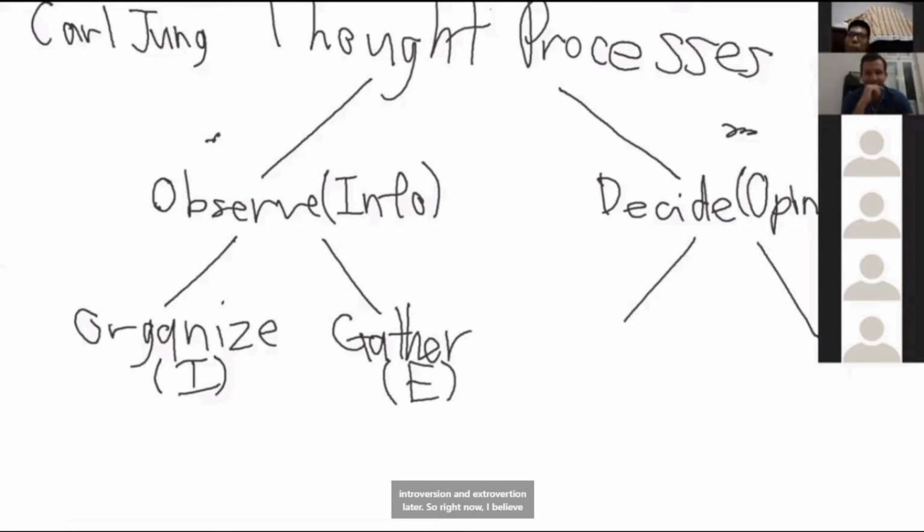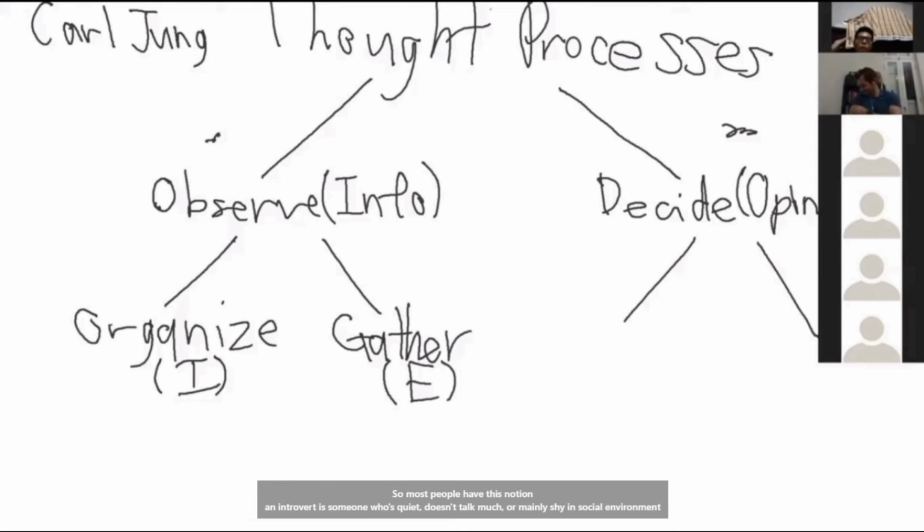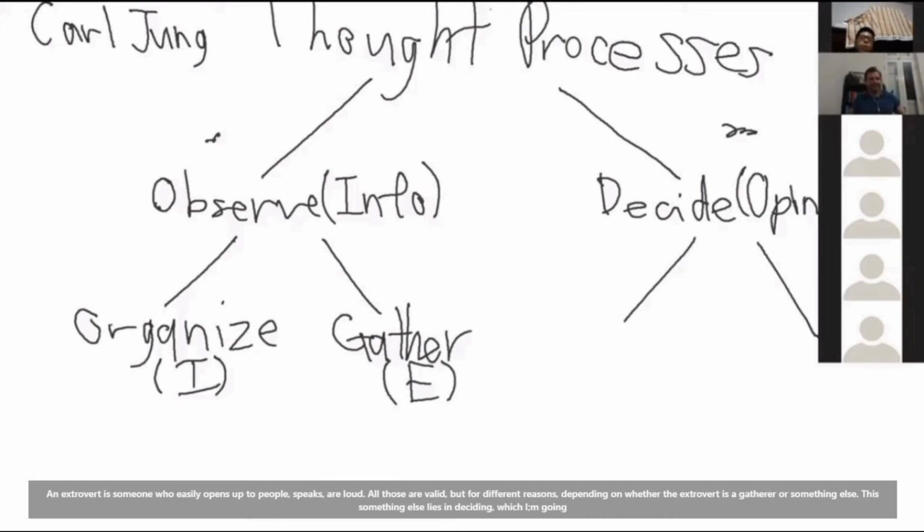So right now, I believe most people have this notion that an introvert is someone who's quiet, who doesn't talk much, or who's maybe shy in a social environment, whereas an extrovert is the opposite. They easily open up to people, they easily speak, they are loud and things like that. Those are all valid. But as for why they are valid, that can be explained through whether an extrovert is a gatherer, or something else. The answer lies in deciding, which I'm going to go into.